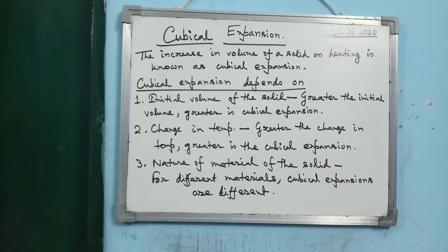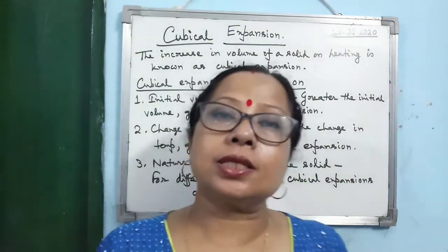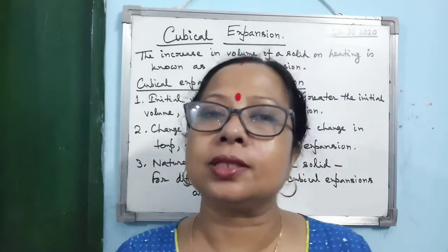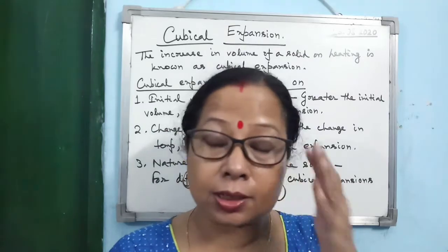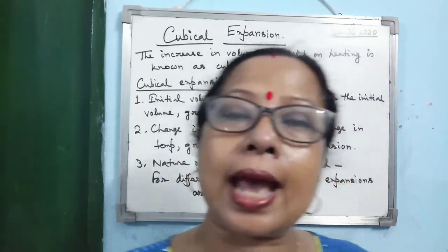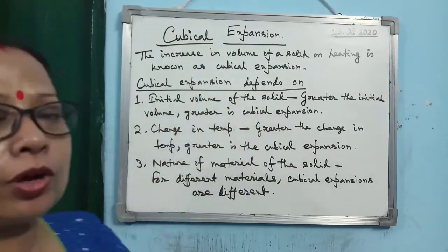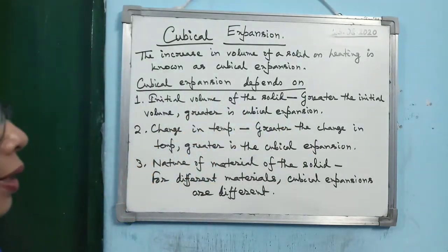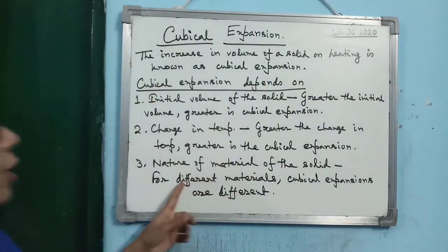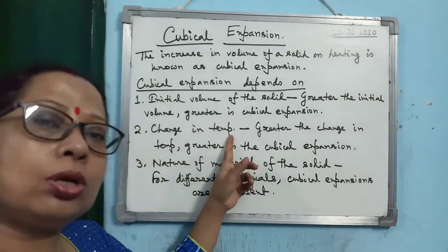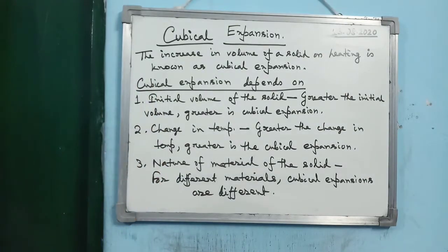Now next is cubical expansion. So cubical term is associated with the volume. So what is cubical expansion? The increase in the volume of a solid is known as the cubical expansion. So just like the linear expansion and superficial expansion, cubical expansion also depends on initial volume of the solid. How does it depend? Greater the initial volume, greater is the cubical expansion. Cubical expansion depends on change in temperature also. How does it depend? Greater the change in temperature, greater is the cubical expansion.